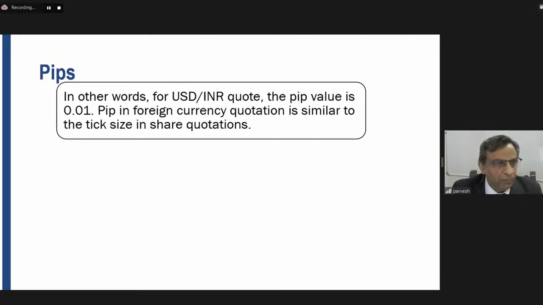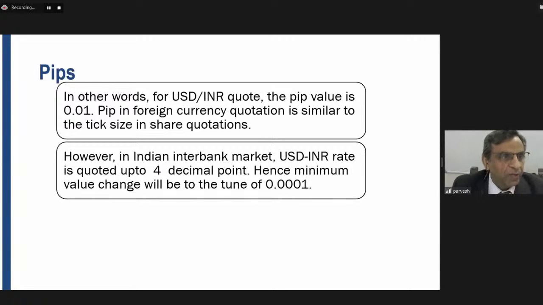We'll try to understand that a little later when you are doing your derivatives on the stock markets. However, in the Indian interbank market, the USD INR rate is quoted up to 4 decimal points. Hence the minimum value change will be to the tune of 0.0001, so a pip will be the last digit, the 4th decimal place.